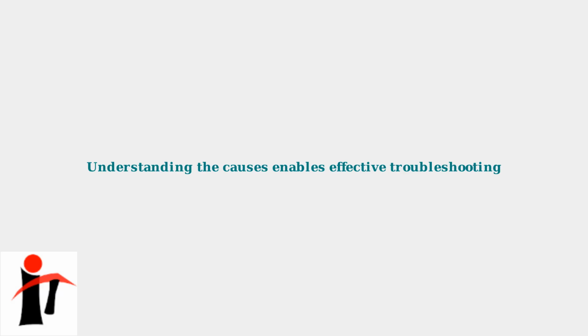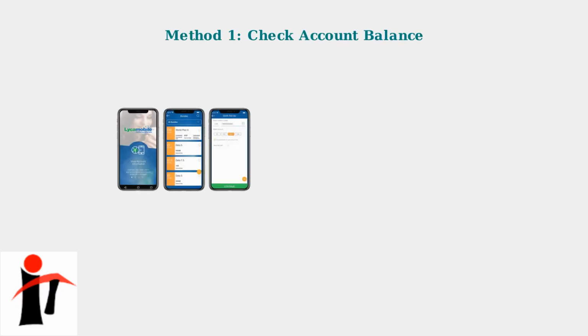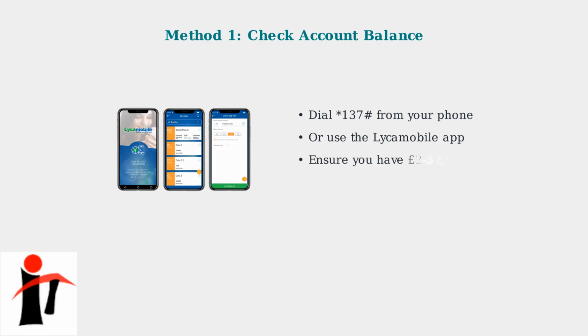By understanding these underlying causes and their frequency, you can approach troubleshooting more effectively. In the next section, we will explore step-by-step solutions to address each type of message blocking issue. The first and most common solution is checking your account balance. Many message blocking issues occur simply because there isn't enough credit on your account. Most SMS services require a minimum balance to function properly. If your balance is below £2 to £5, top up your account through the official Lycamobile app or website.